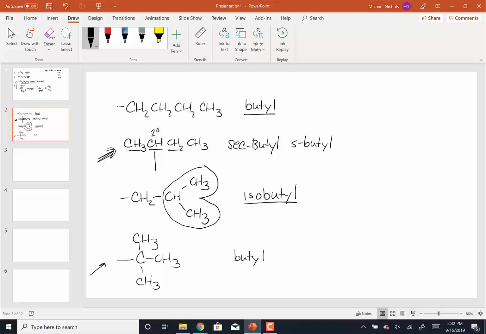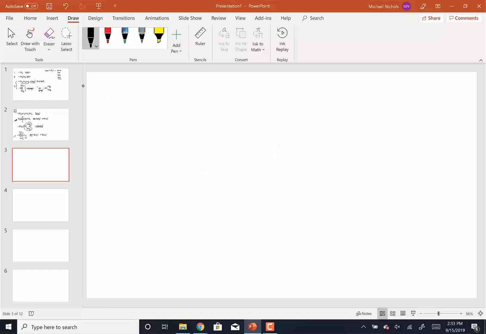And down here we have a carbon that in this group is a tertiary carbon, so this is called a tert-butyl or t-butyl group. Okay. So these are the 4 carbon groups that you can have that have IUPAC names: butyl, sec-butyl, isobutyl, and tert-butyl, for now, the 4 carbon groups.